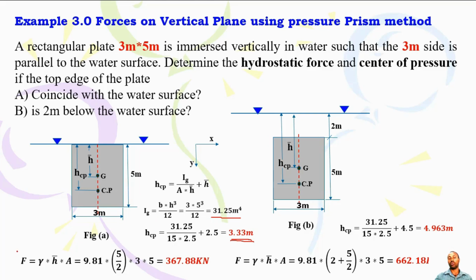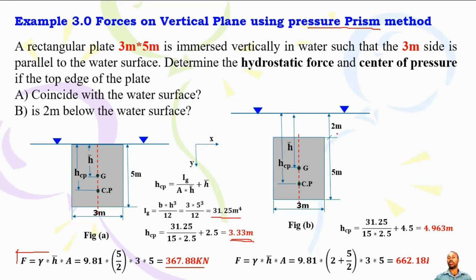As usual, we have this equation. We know this, but we will use the pressure prism method. So we will check with this result, gamma H bar times area. H bar is the center of this 5 meter, which is 5 over 2, 2.5. Then you get 367.88 as usual. But we are going to use the pressure prism.